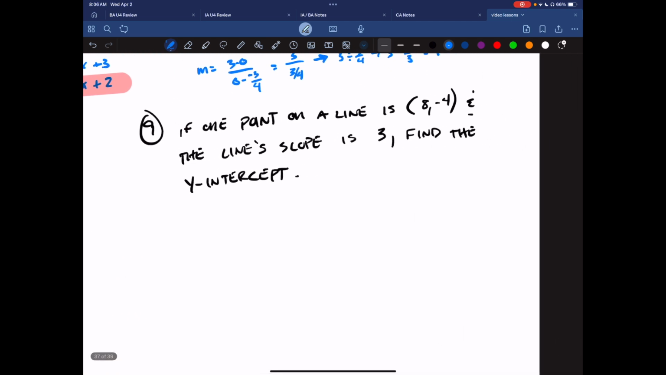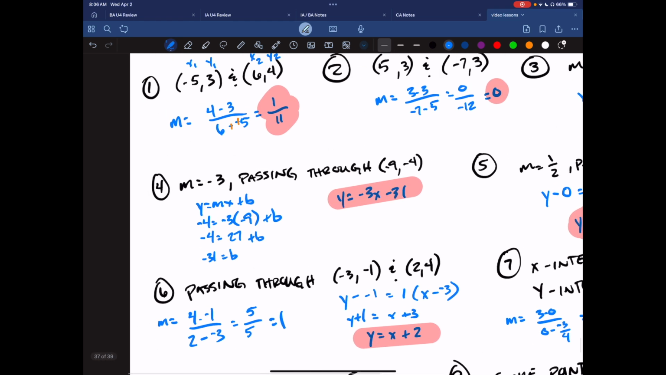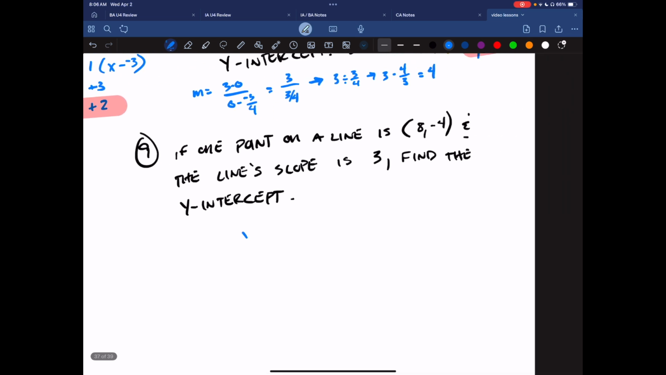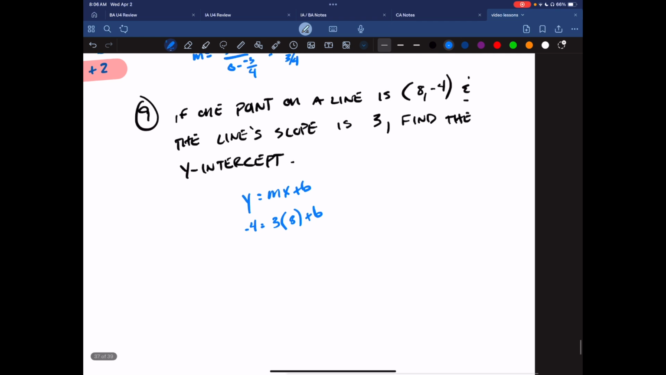Now, if one point on a line is (8, -4), and the line slope is 3, find the y-intercept. This is where what we did on number 4 is really helpful, because if you plug everything you currently know into y equals mx plus b, you're already solving for b. So y equals mx plus b is the form we're going to use. y is -4, slope is 3, x is 8, and I'm solving for b. That's actually what I want, so once I get there, I'm done. So this is going to be -4 equals 24 plus b. Subtract 24 from both sides. That's going to be -28 equals b. And so my y-intercept is -28.